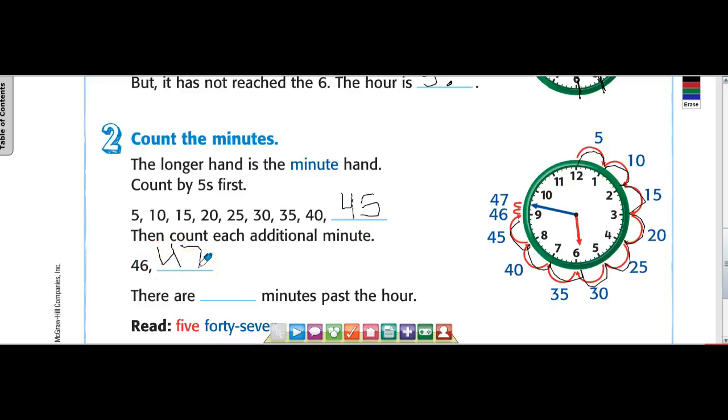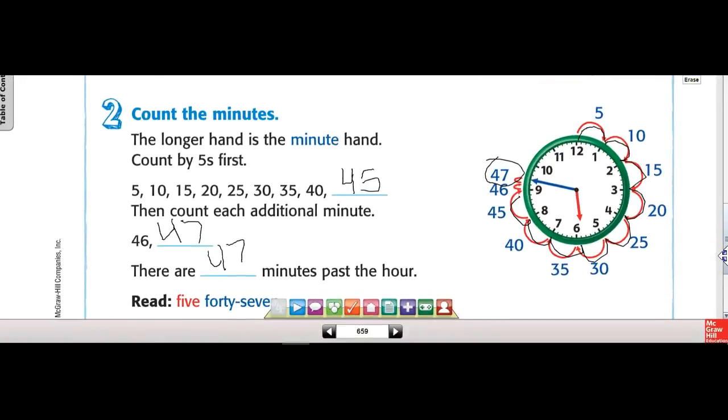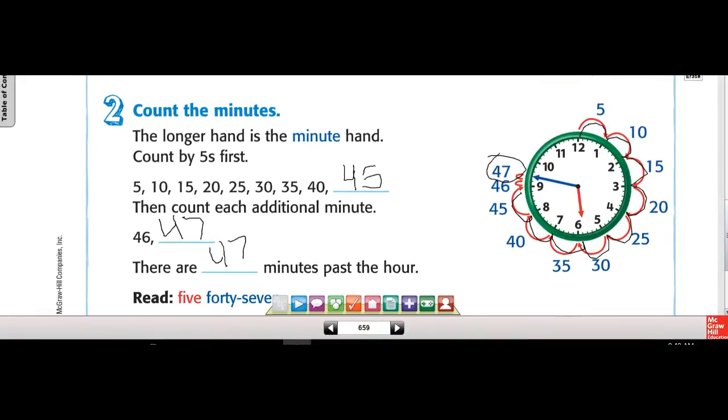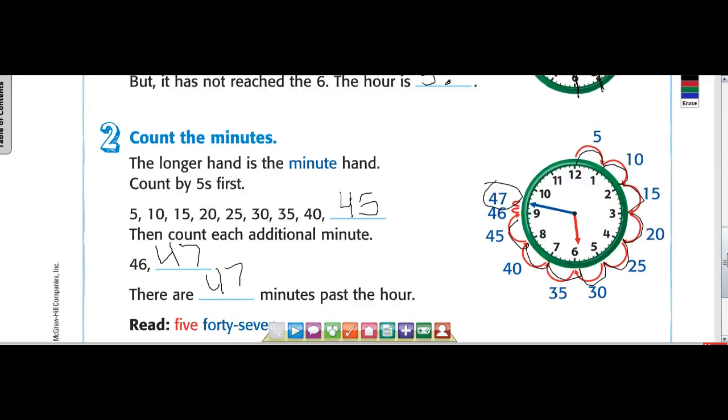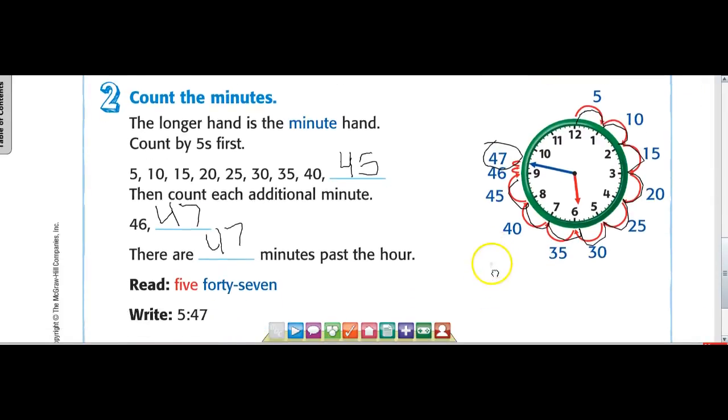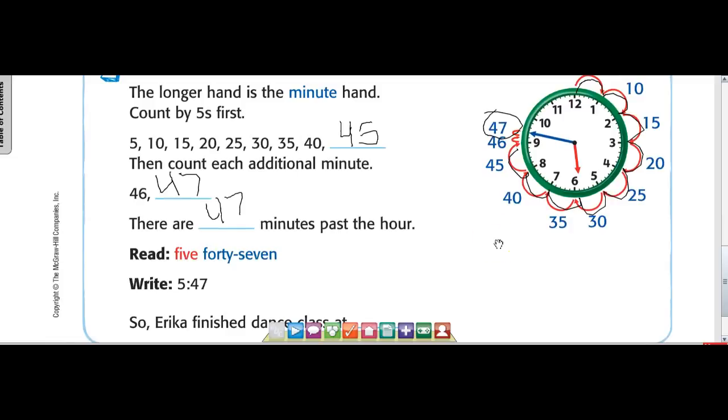So how many minutes have passed? 47 minutes have passed. So the actual time is going to be 5:47. All right.